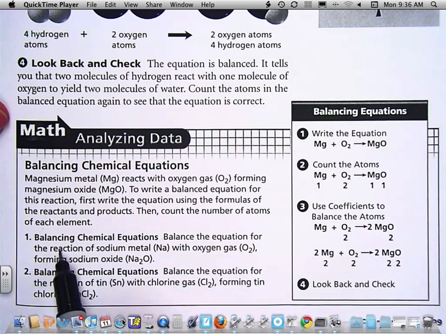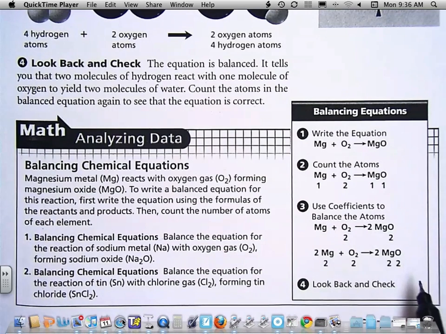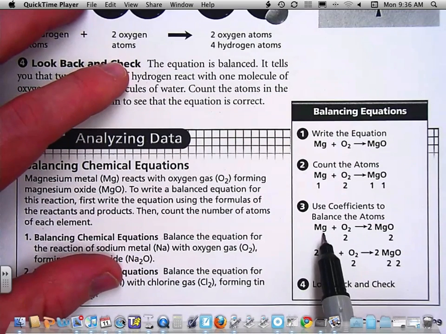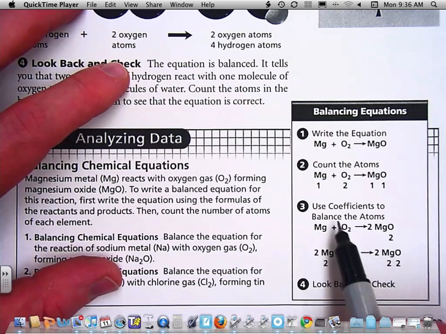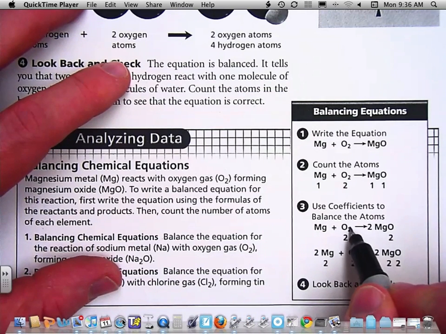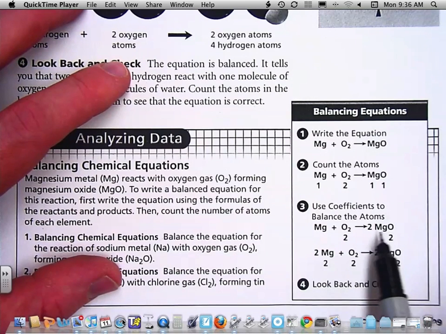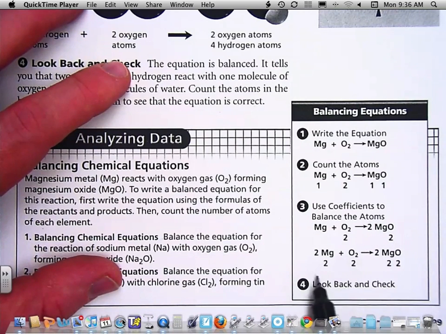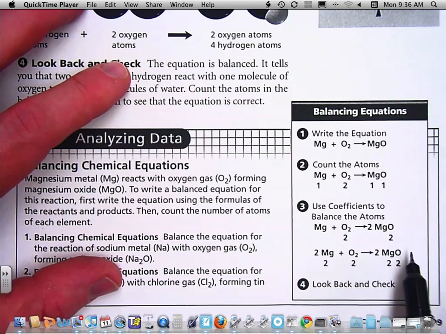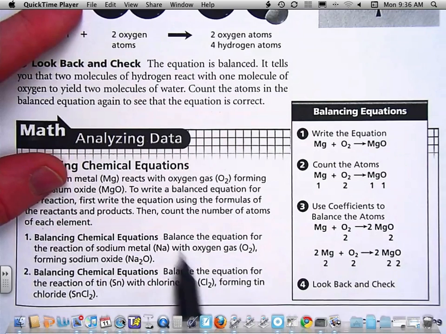3, they use coefficients to balance the atoms. So magnesium has 1. They add a 2 to oxygen. So that makes a total of 4 oxygens then. So remember, 2 times 2 is 4. And then they add a 2 here to get 2 over here. But it's not quite balanced yet, so they decide to add 2 magnesium here to balance out the 2 here. And it looks good, kind of.